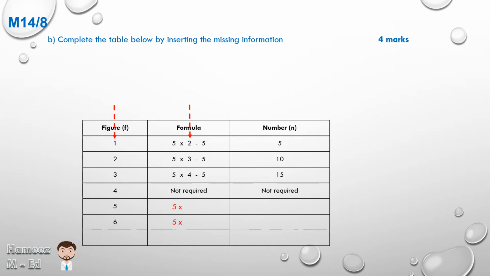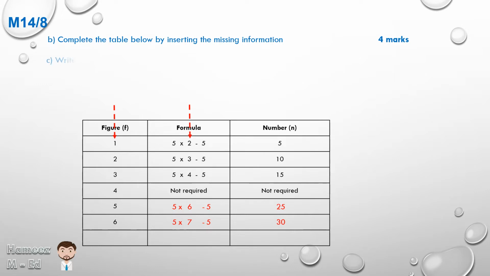As such, for figure 5, it will be 6, and for figure 6, it will be 7, and we have a subtraction sign, so we'll bring down the subtraction, and we have 5 being a constant value at the end, so we bring down the 5s. As such, we can calculate 5 times 6, that's equal to 30, 30 take away 5 is equal to 25. And then 5 times 7 is equal to 35, 35 take away 5 is equal to 30.